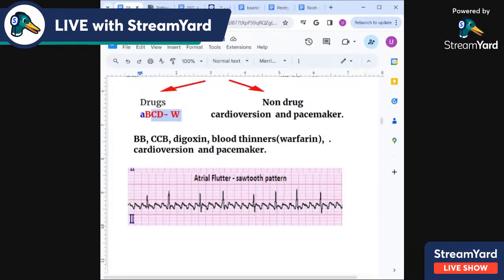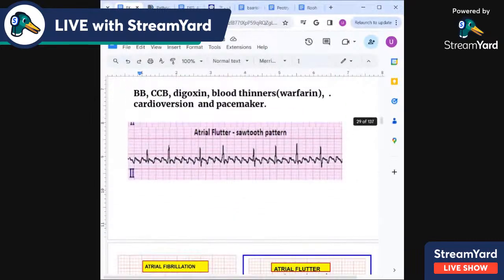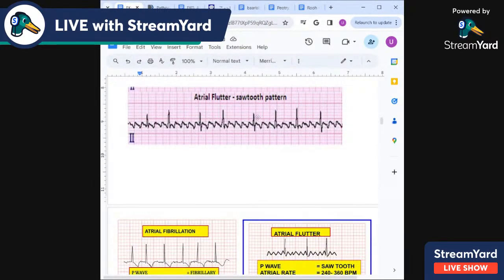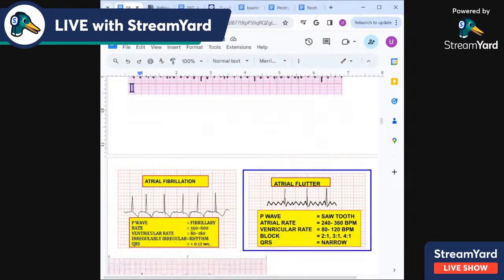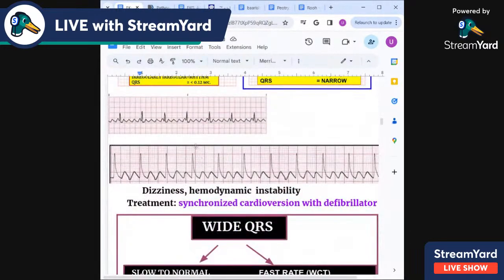Then we have atrial flutter with aberrancy, also causing irregular rhythm. Normally atrial flutter causes a regular rhythm, as I discussed earlier. But when there is atrial flutter with aberrancy, it may cause an irregular rhythm. See here, this atrial flutter sawtooth with 2:1, 3:1, 4:1 block, and the rhythm is irregular here because of the aberrancy. So it also causes dizziness and hemodynamic instability. And the treatment for atrial flutter is synchronized cardioversion with a defibrillator.